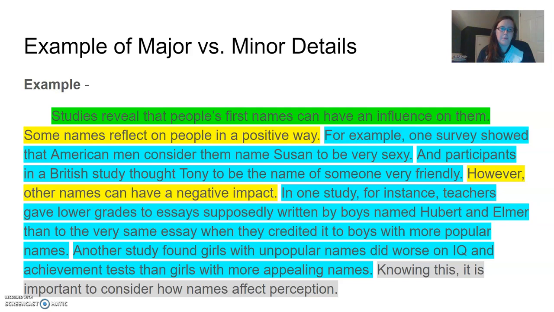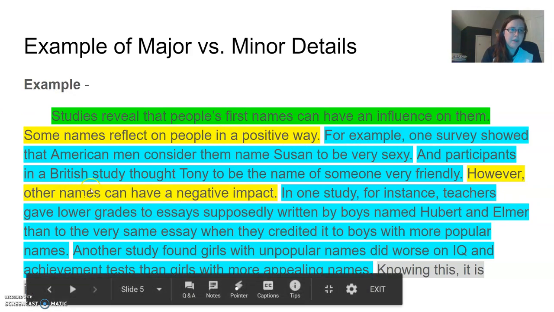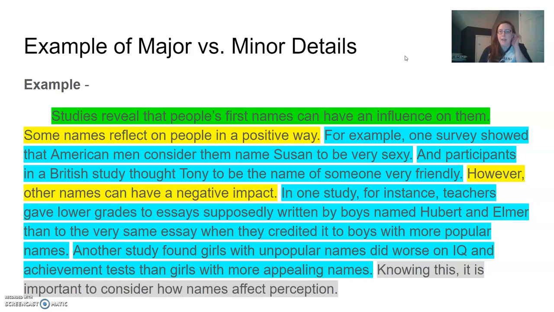Minor details that are working to support the first major detail, which is about how people's names reflect in a positive way, are, for example, one survey showed that American men consider the name Susan to be very sexy. And participants in a British study thought Tony to be the name of someone very friendly. Okay, so here we have some examples as minor supporting details.